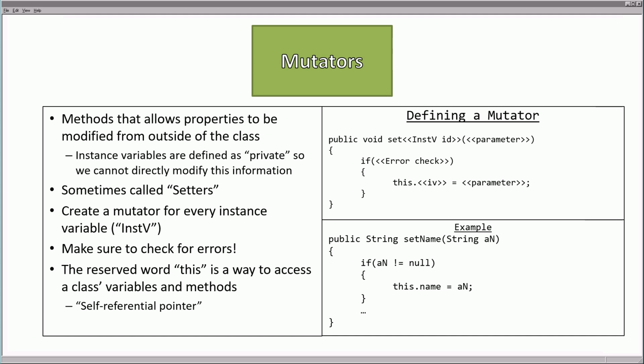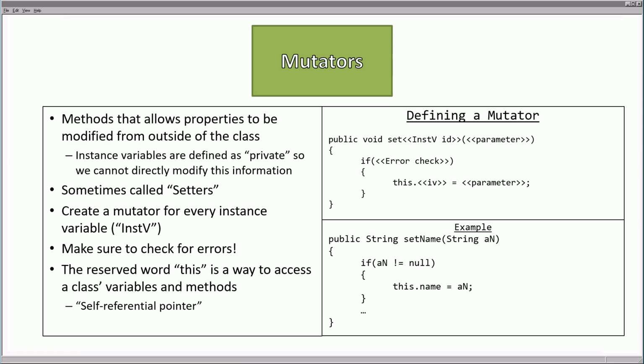These methods allow properties to be modified from outside the class. Once again, instance variables are defined as private, so we can't directly modify this information. Mutators are sometimes referred to as setters because it is setting the information. Now, just like accessors, mutators have a very simple formula. They all start with public, followed by void. We're not returning information, we're modifying information. This is followed by set and then the instance variable ID. For every one of the mutators, we do need parameters because we are modifying the data.